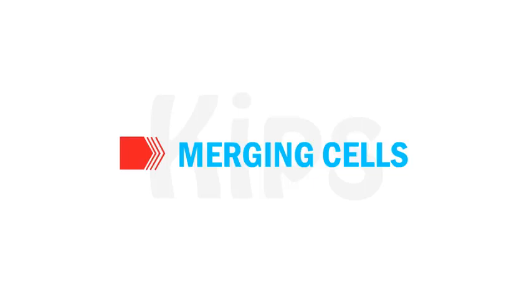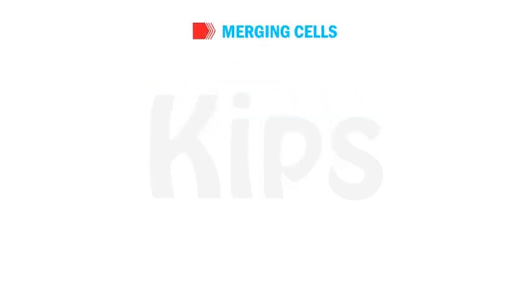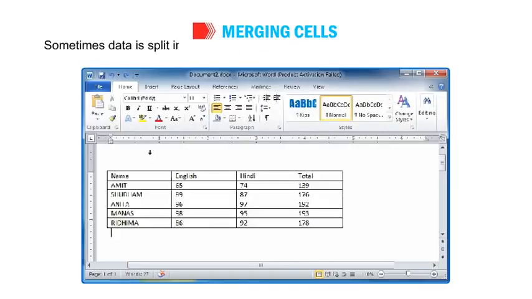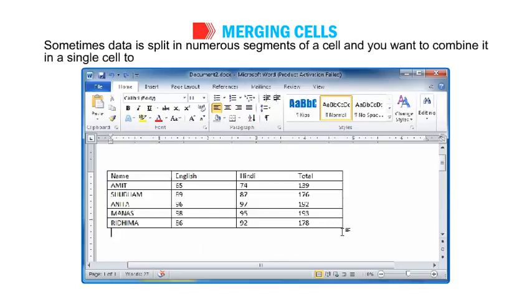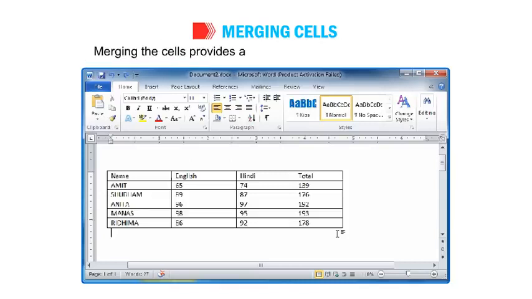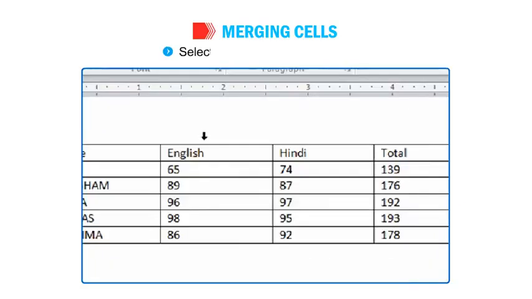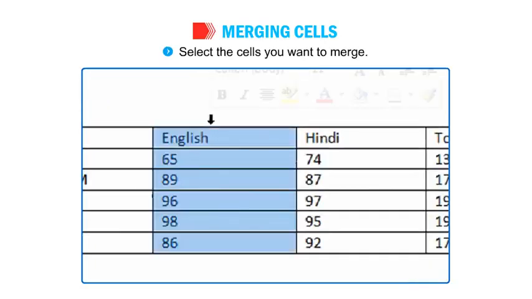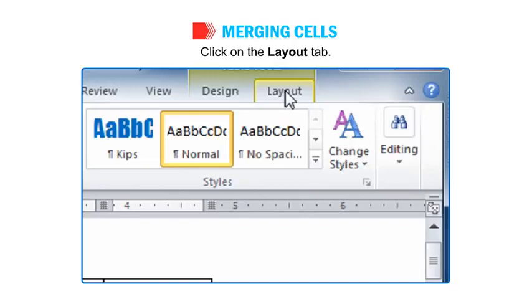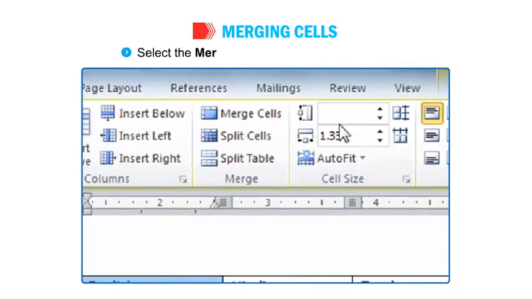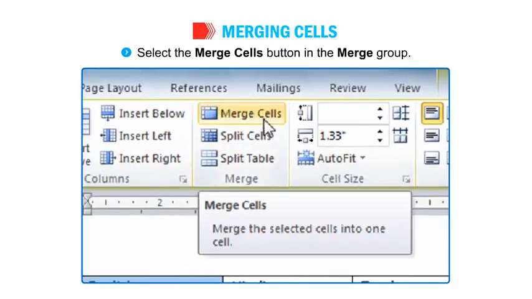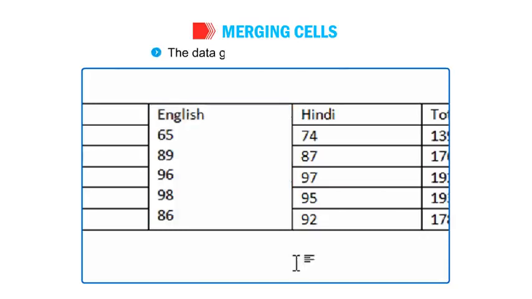Now let's find out how to merge cells. Sometimes data is split in numerous segments of a cell and you want to combine it in a single cell to give it a better look. Merging the cells provides a way to consolidate data in one cell. Select the cells you want to merge. Click the Layout tab. Select the Merge Cells button in the Merge group. The data gets merged into a single cell.